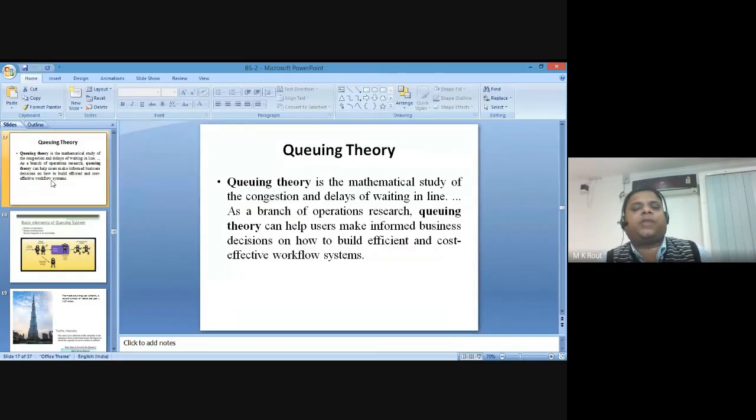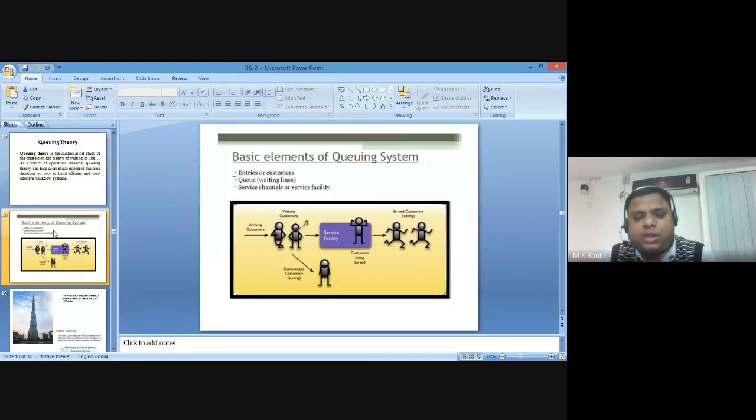We are moving to the definitions. Queue theory is the mathematical study of congestion or delay of waiting lines. It's a branch of operations research. Queue theory can help the user make informed business decisions on how to build efficient and cost-effective workflow systems. So this queue system directly belongs to the workflow of a system. Whenever you reach on a first come, first served basis, the service is provided in that manner. After a fraction of a second or minute, you just avail the facility and depart from the system. That is the concept.